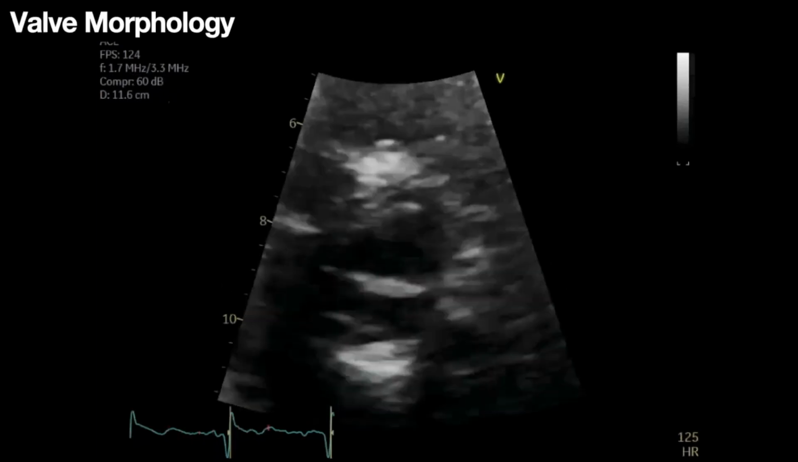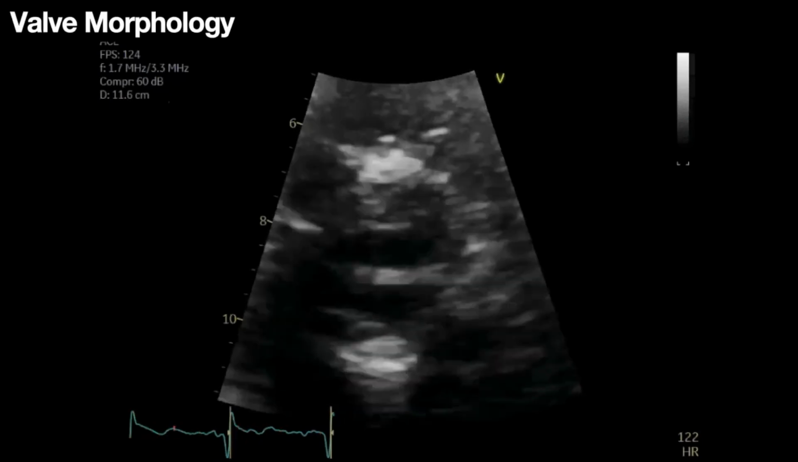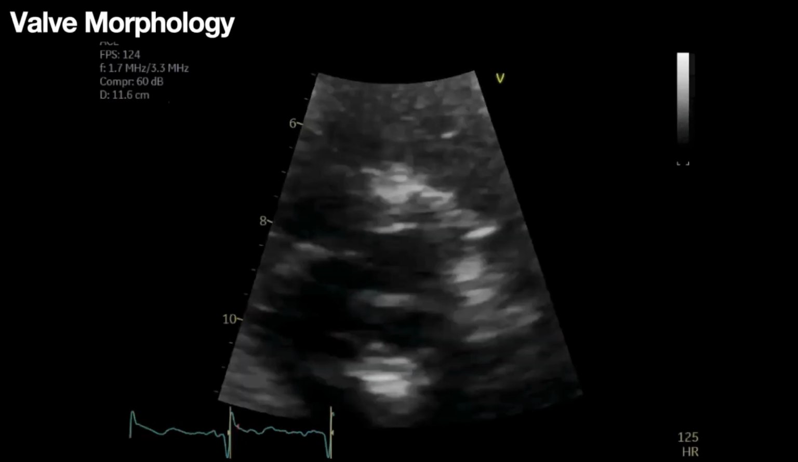And here's another tricuspid aortic valve. Correct. That's correct. Trileaflet aortic valve, tricuspid aortic valve. Very correct. What do you think of this one, Foti?